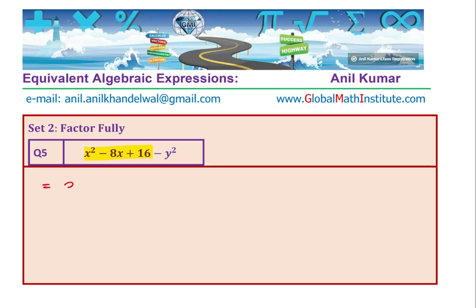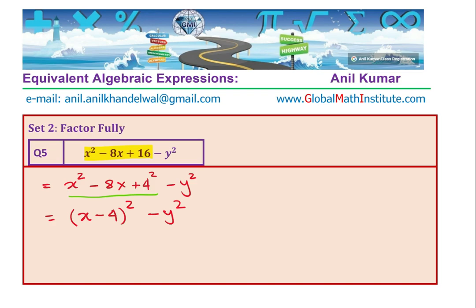So we are given x squared minus 8x plus 16, which is 4 squared, right? And we have minus y squared. You can see that the first 3 terms form a perfect square, right? So we could write this as x minus 4 whole square, right? And then we have here minus y squared.